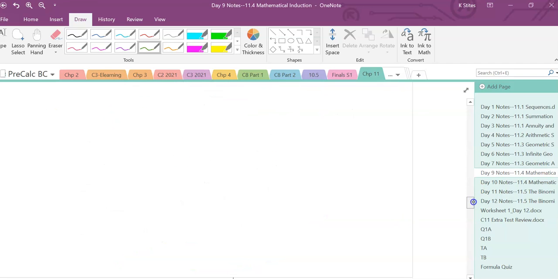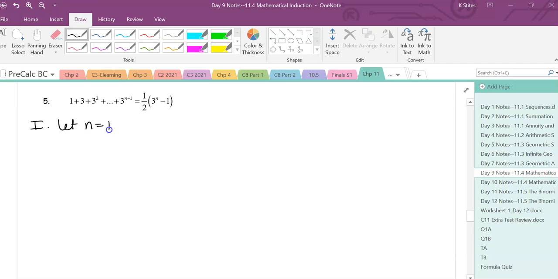Okay, and that brings us to our final problem, which is over here. Okay, this one's a little tricky because you're dealing with an exponential. People tend to not like this one quite as much as the ones that factor, so we'll go through this one a little bit slower. But the start, again, is going to be the same. So we are letting n equal 1.